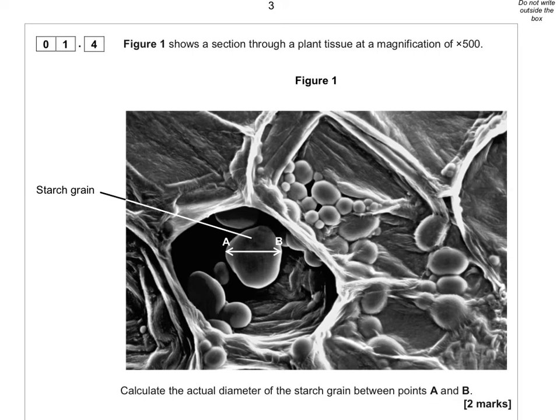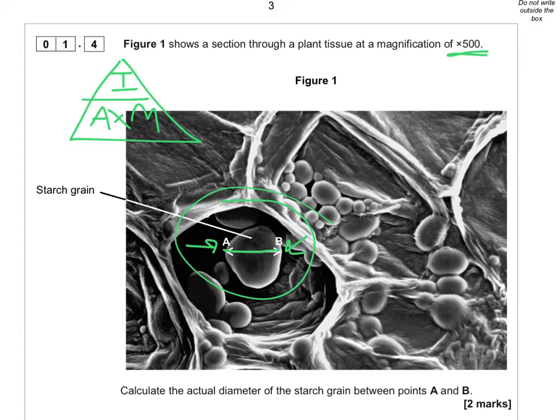Question 1.4, and it says figure 1, which is a rather nice figure, I have to say. It's a rather nice photomicrograph, and it shows a section through a plant tissue at a magnification of times 500, tells you which is the starch grain, and it says calculate the actual diameter of the starch grain between point A and point B.